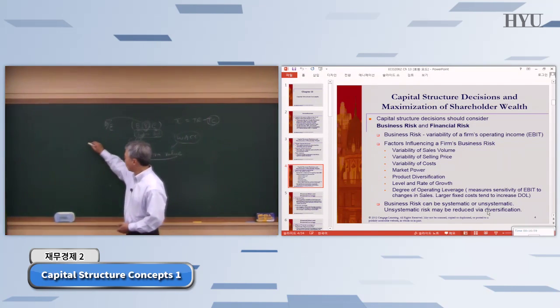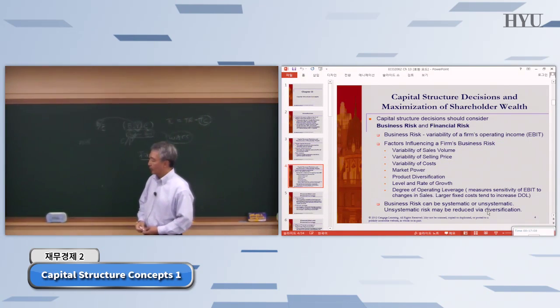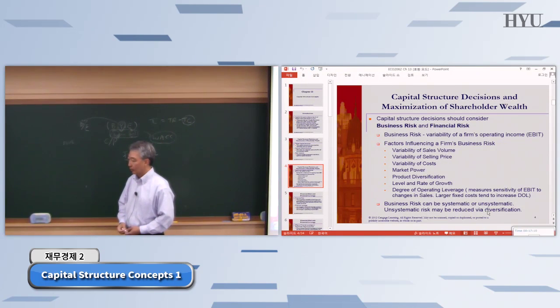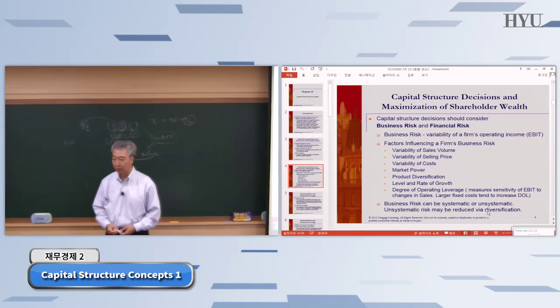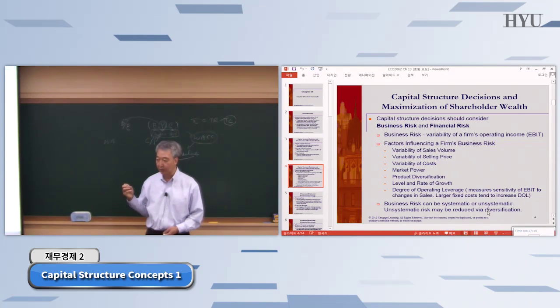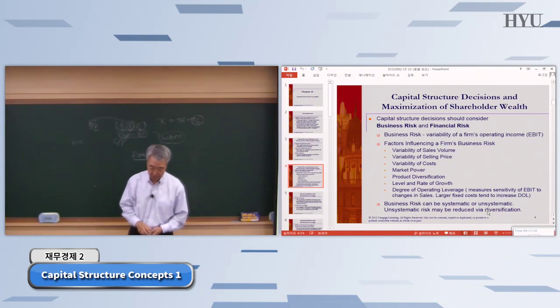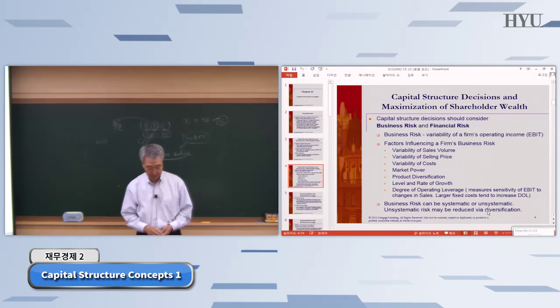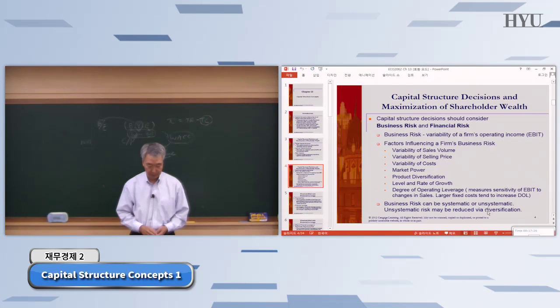So, depending on the situation, your EBIT may fluctuate. The question is what factors bring the uncertainty or variability in your operating income. And here are the lists of all those possible factors: the variability of sales volume, variability of selling price.